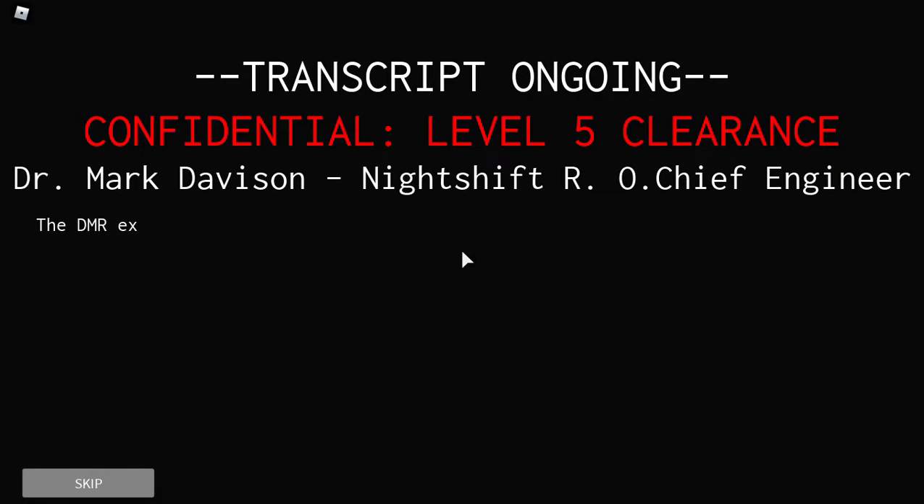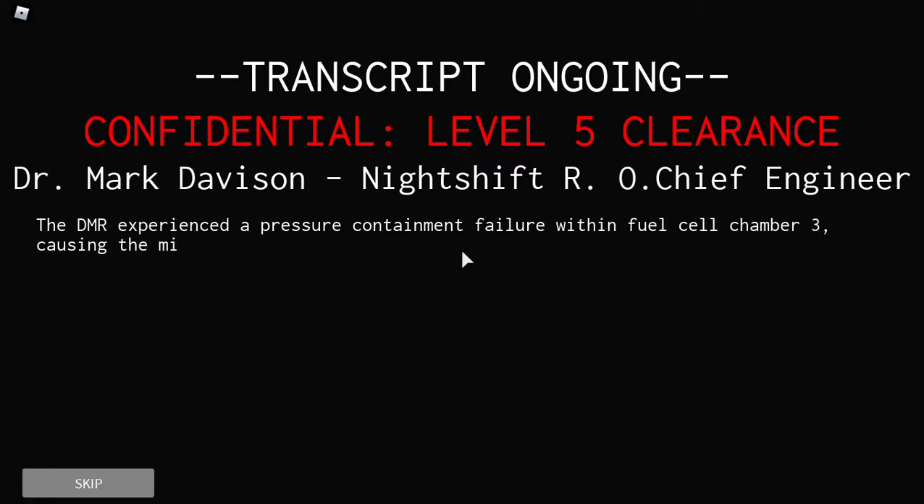The DMR experienced a pressure containment failure within fuel cell chamber 3, causing the mixture of both inner and outer atmospheres. How this occurred is unknown to us. However, we were able to engage the emergency combustion stall protocol mere moments before the DMR fell to the thermal runaway.